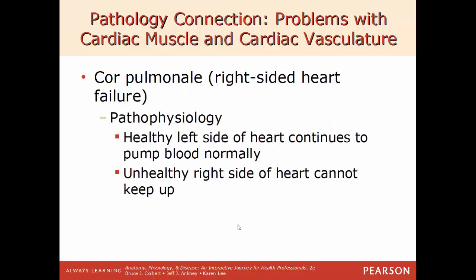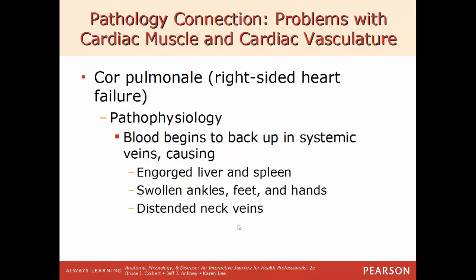Some pathophysiology. The healthy left-hand side of the heart will continue to pump blood normally because it isn't affected, but the unhealthy right-hand side of the heart can't keep up because it is so inefficient. So what happens here is the blood will back up into the systemic veins. So this will cause an enlarged spleen, enlarged liver, swollen ankles, feet, hands, distended veins in the neck.